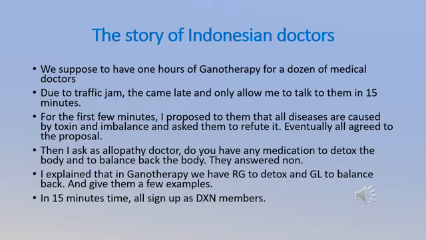But we managed, no? For the first few minutes, I proposed to them that all diseases are caused by toxin and imbalance of the body, and asked them to refute it. Then they talked about HIV, that is due to a virus, that is a toxin. They talked about bacteria, the toxin inside the food, everything. Then also diabetes, everything due to the imbalance of the body. Eventually all agreed that these are the two main problems.